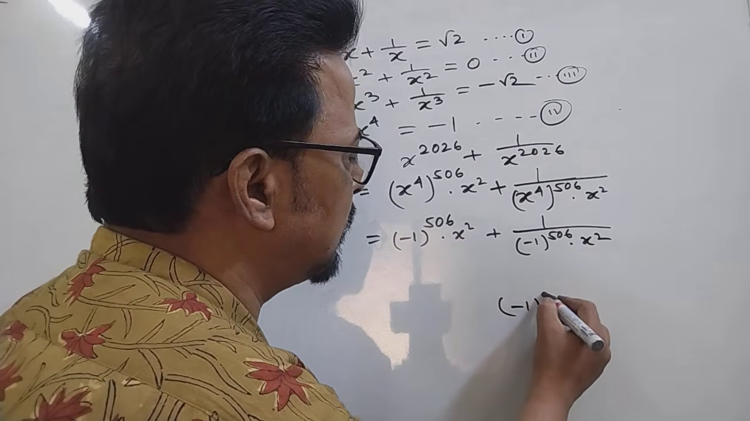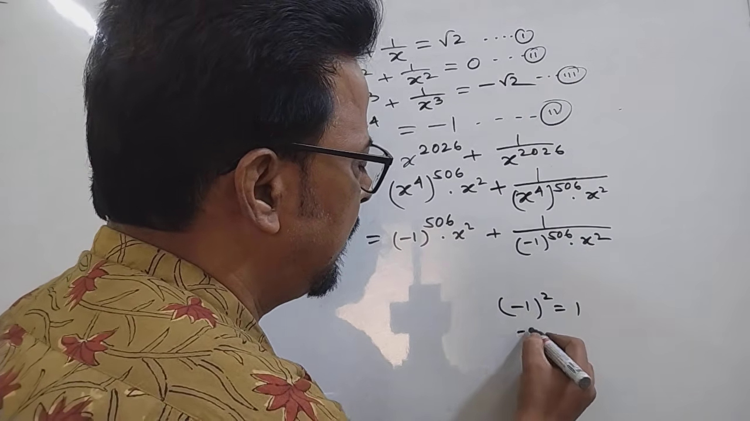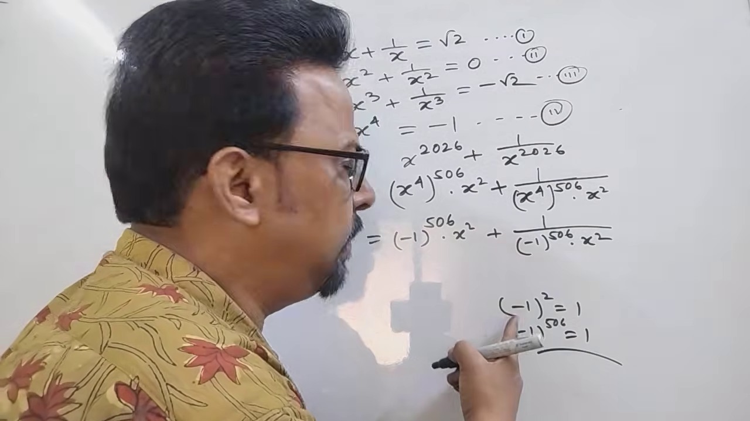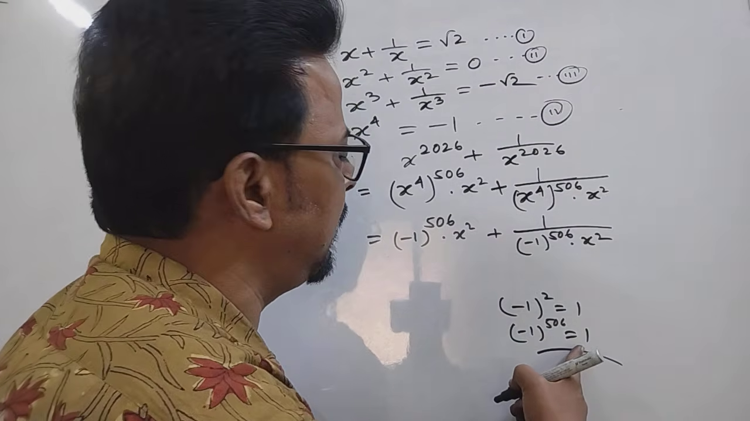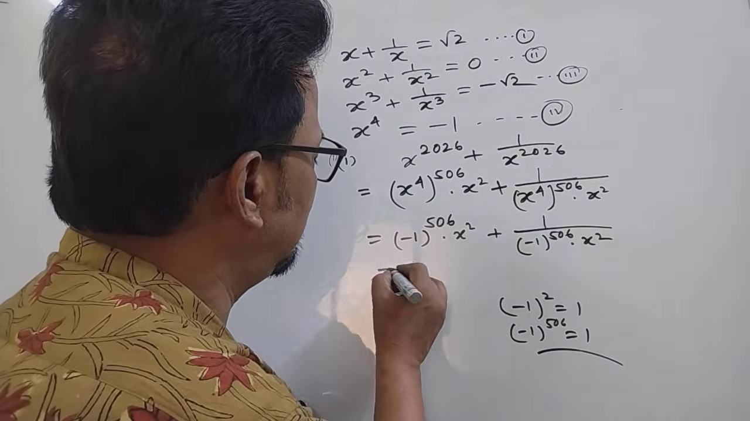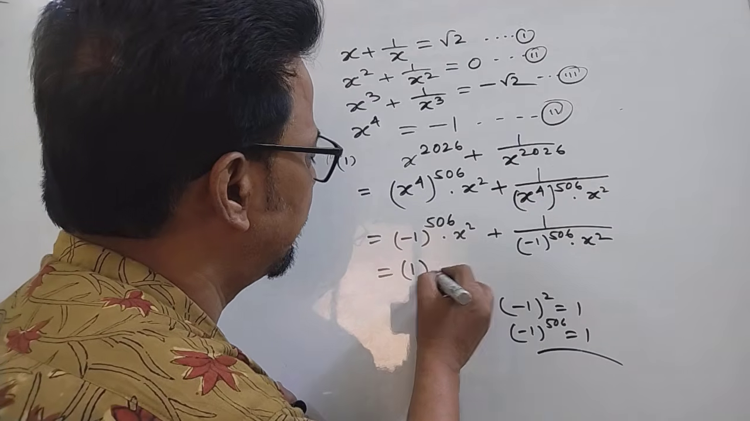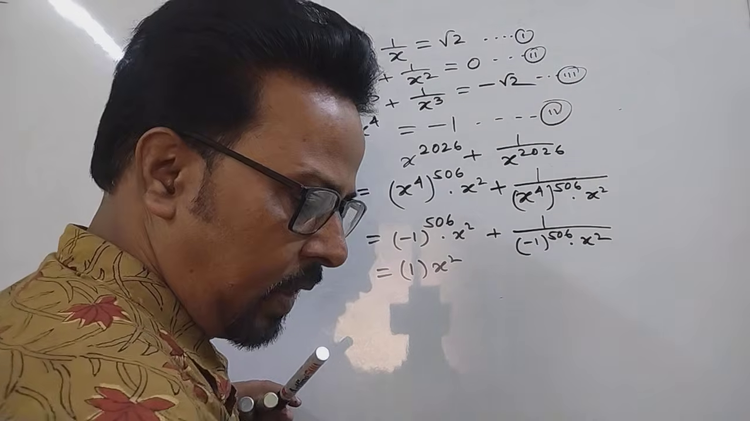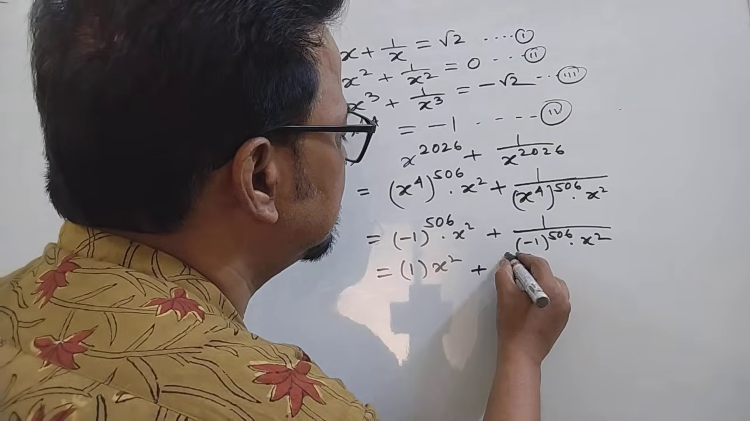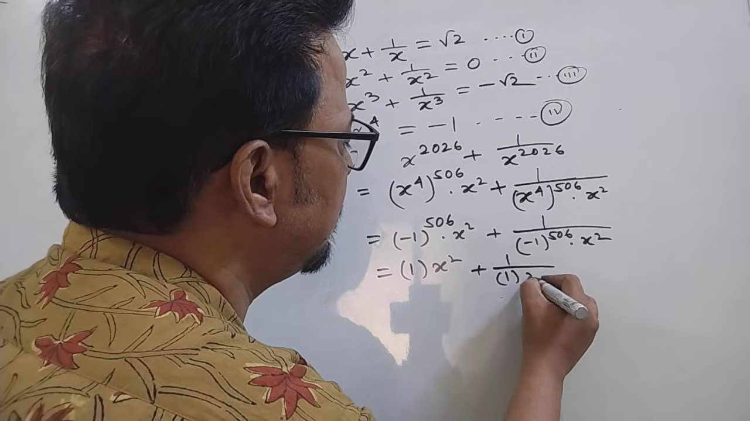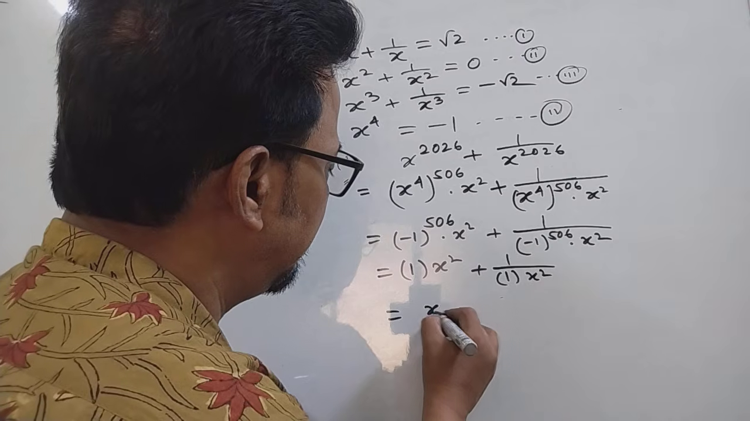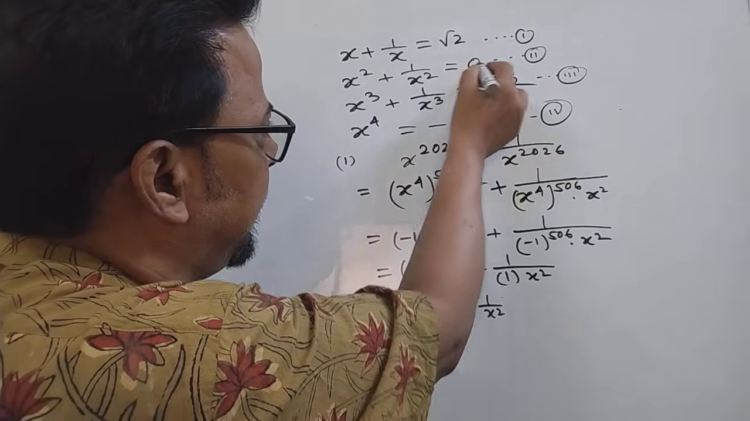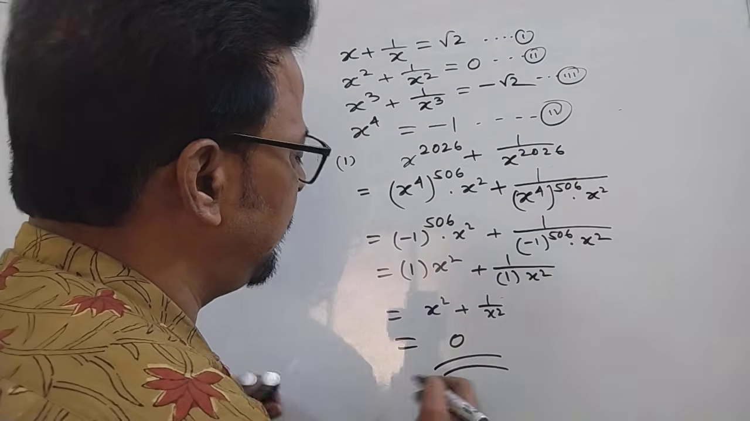You know minus 1 to the power of any even number will be positive. Minus 1 to the power 506 will also be positive. Minus 1 to the power of an even power will be 1. So this will be 1 into x square plus 1 by 1 into x square. So this will be x square plus 1 by x square. You know the value of x square plus 1 by x square is 0. So this value will be 0.